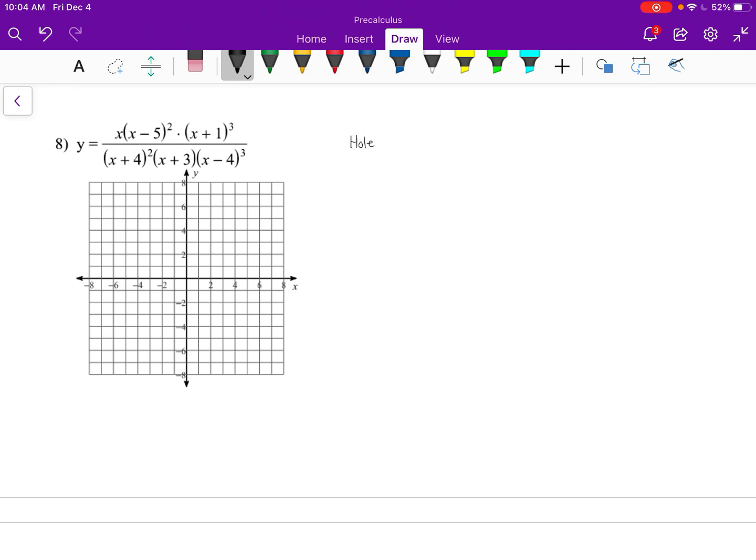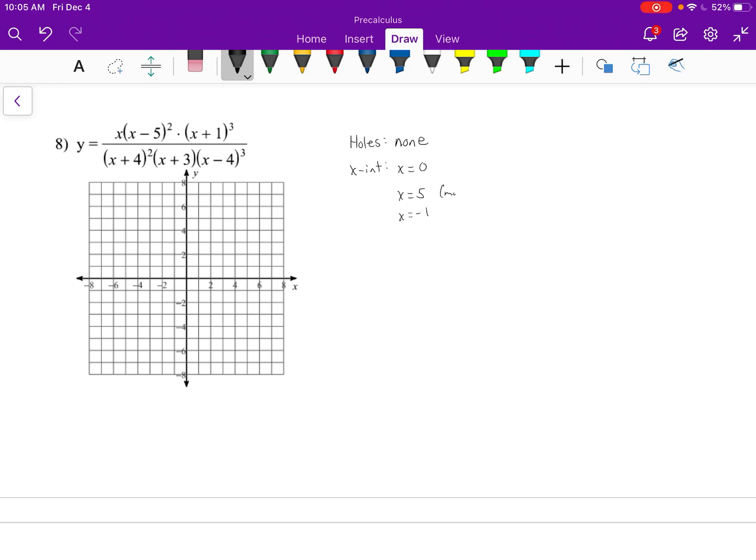So we're going to start by looking at holes. Holes are where the factors can cancel, the x values that make the canceled factors equal 0. There are none of those, so we're going to put none here. Then we're going to go to the x-intercepts. The x-intercepts are where the numerator equals 0, and we have a few x-intercepts.